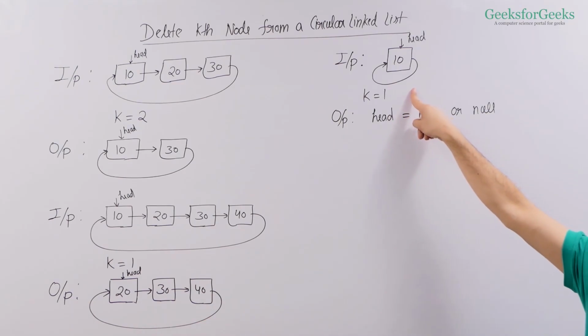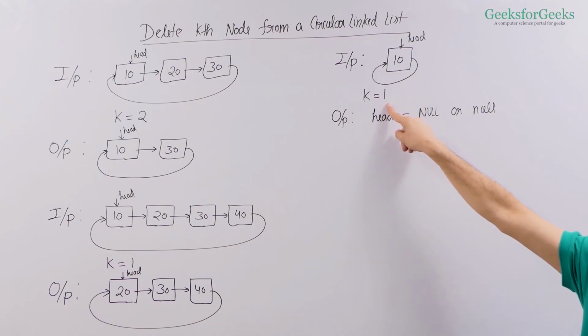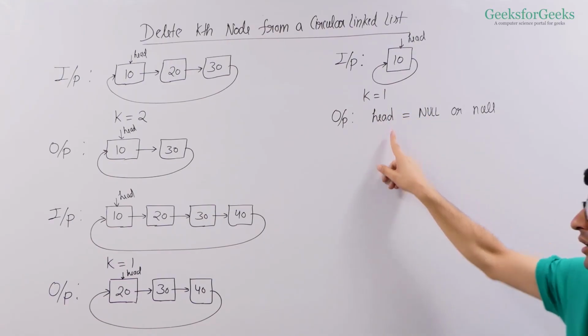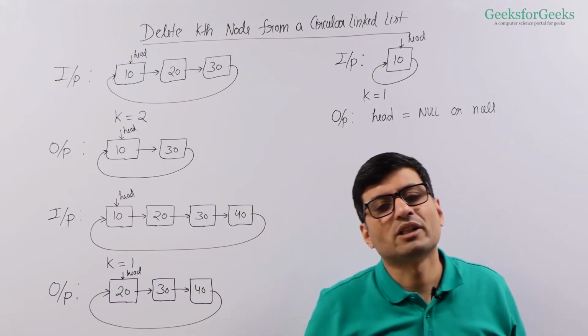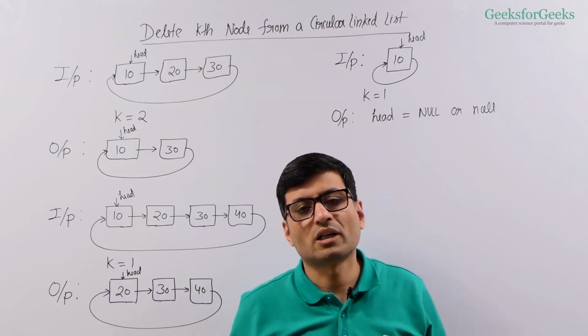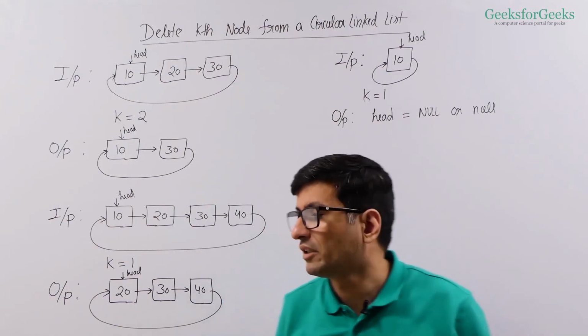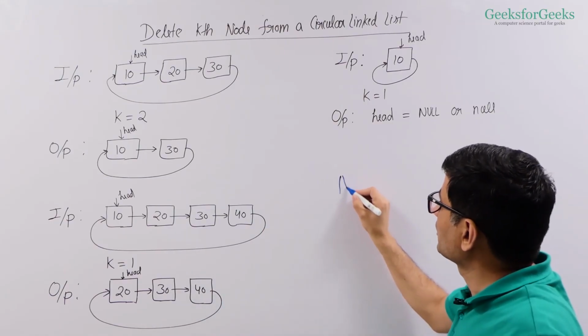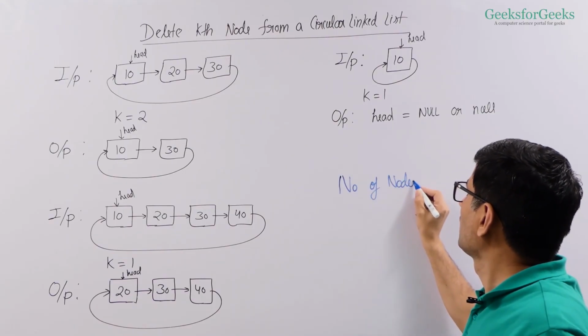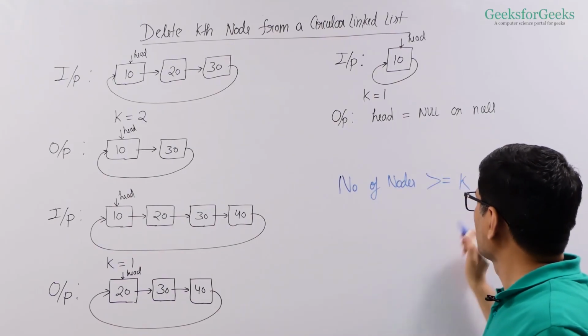We have only one node in the circular linked list and we want to delete the first node, so our head will become null. In all these examples, we have assumed that the number of nodes in the circular linked list is greater than or equal to k. So this is our assumption in this question.